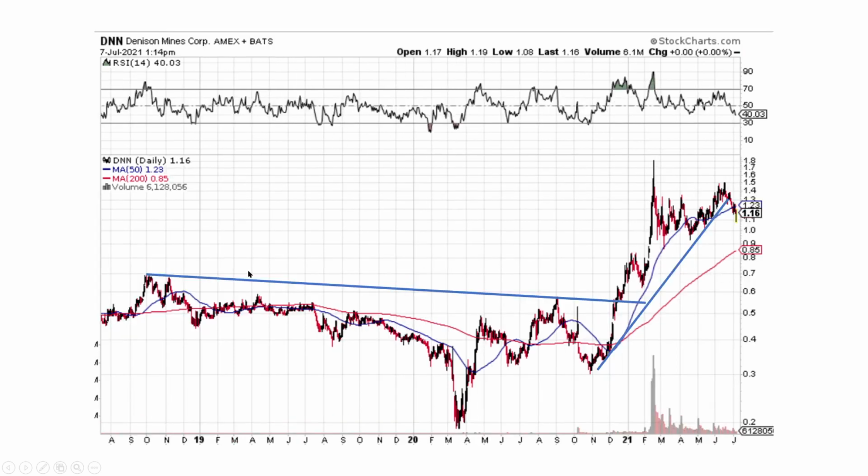Denison Mines is doing the same thing. On a big picture view, you've got this launching pad, launched up, kind of consolidating here. We're breaking down a little bit. We broke the uptrend, and maybe it'll consolidate for a little bit longer.